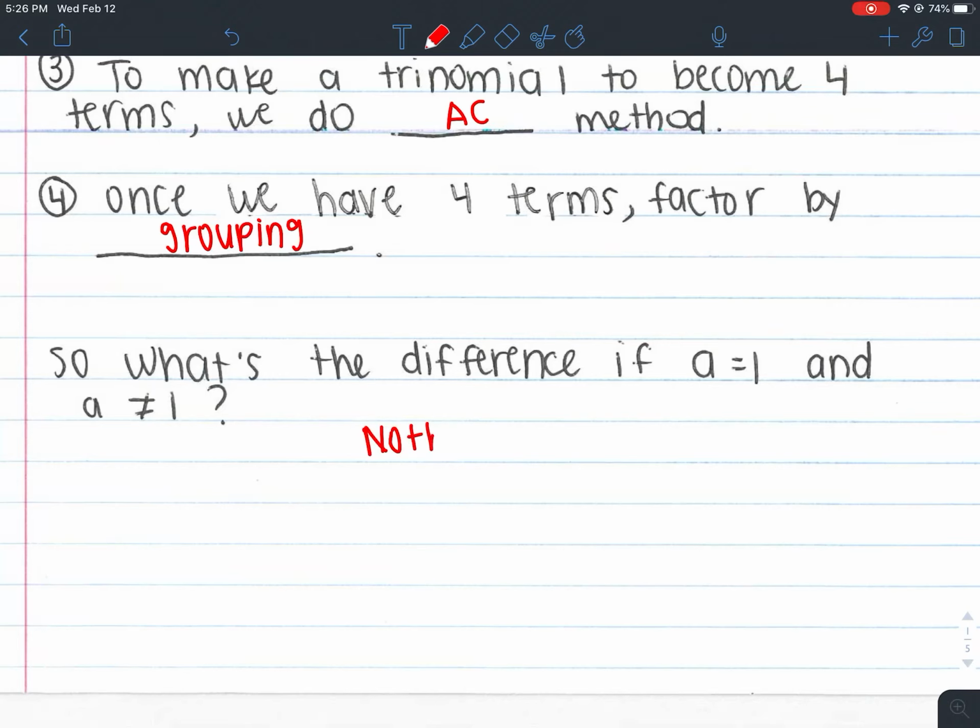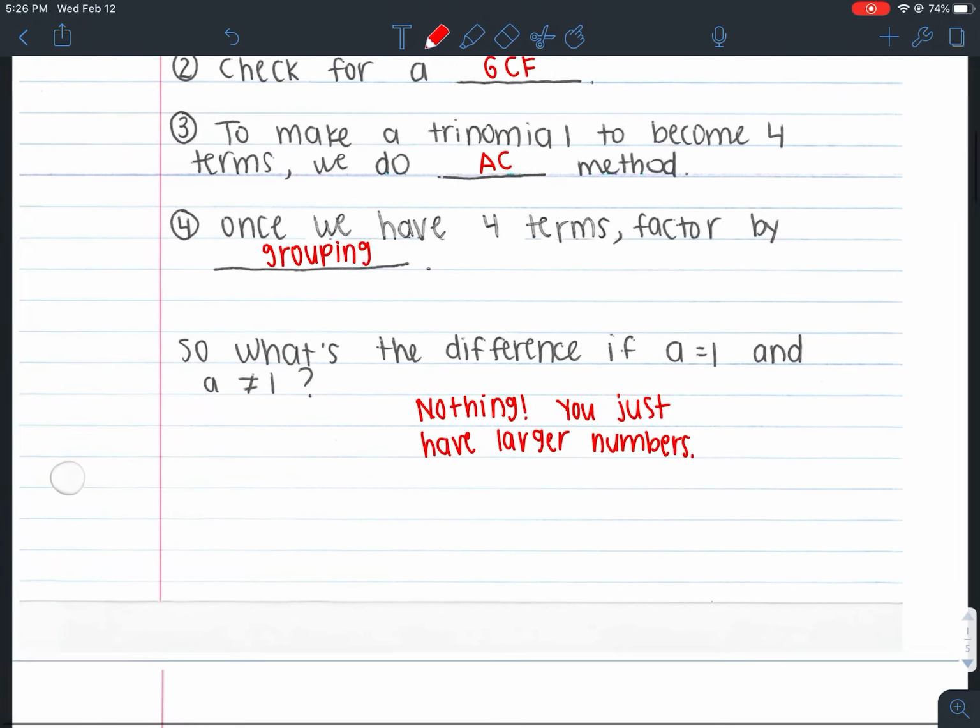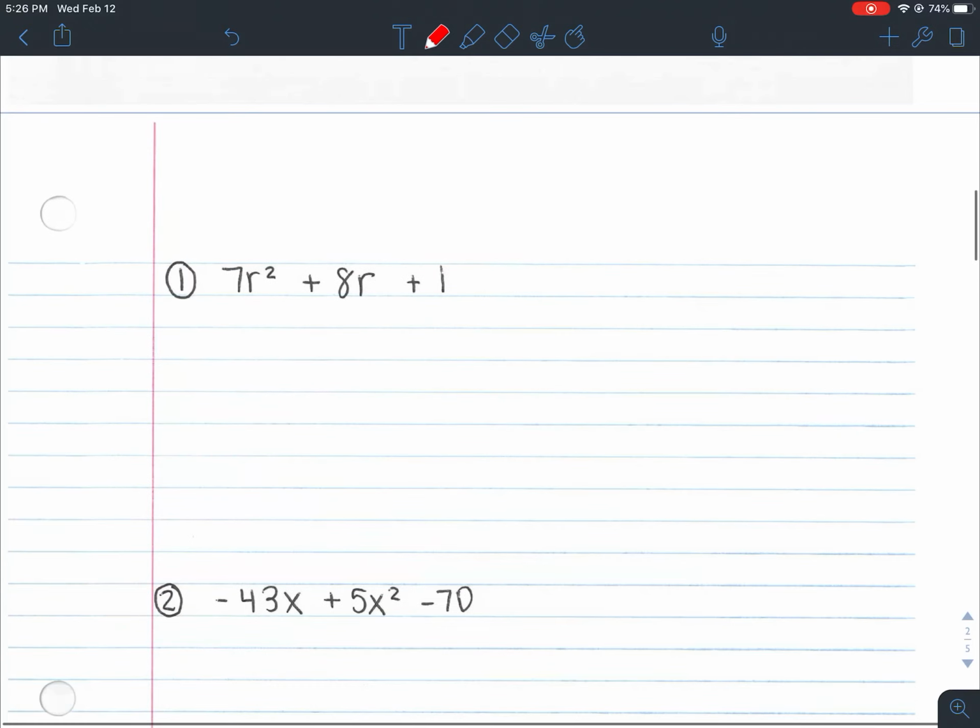Nothing. You have larger numbers. But that's really the only difference. So it might take some scrolling, and I'll help you get around those obstacles.